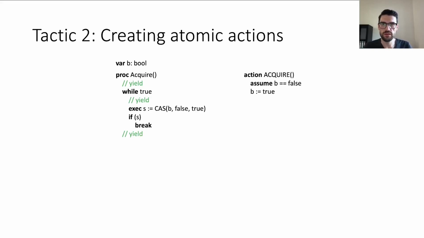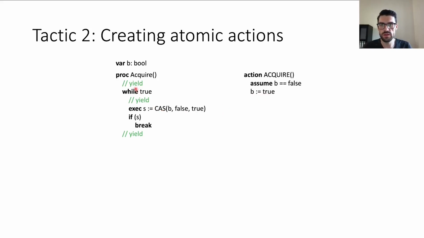The second tactic is the creation of atomic actions. So on the left here I have a procedure acquire that repeatedly calls a compare and swap operation to set a Boolean variable from false to true until it succeeds. So the compare and swap would fail if b is currently equal to true. And our goal here is to convert this procedure into an atomic action that just blocks until b is equal to false and then atomically updates b to be true.